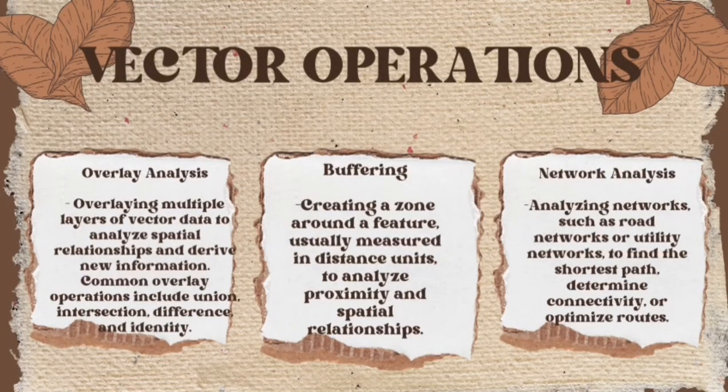Vector operations. Overlay analysis: overlaying multiple layers of vector data to analyze spatial relationships and derive new information. Common overlay operations include union, intersection, difference, and identity. And then buffering. It will create a zone around a feature, usually measured in distance units, to analyze proximity and spatial relationships. Lastly, network analysis. It analyzes networks such as road networks or utility networks to find the shortest path, determine connectivity, or optimize routes.